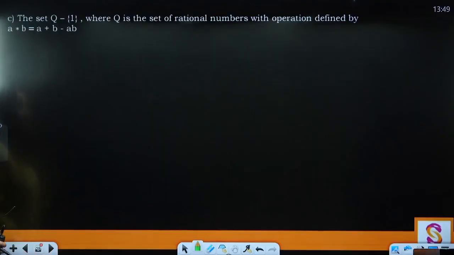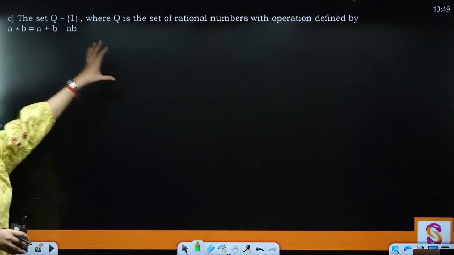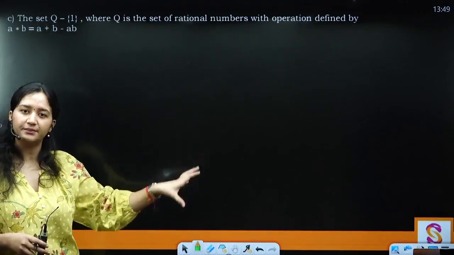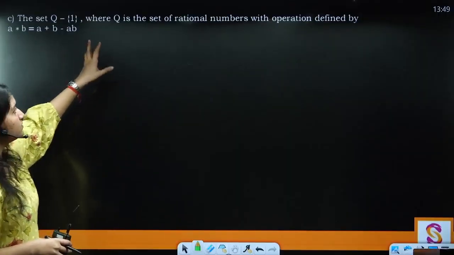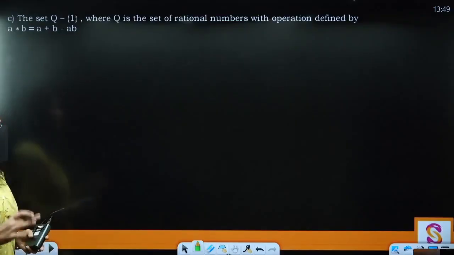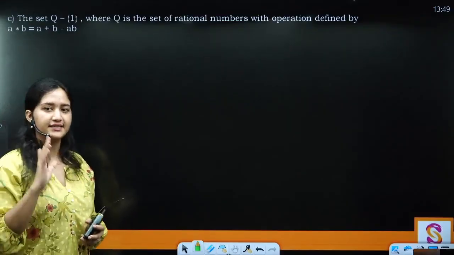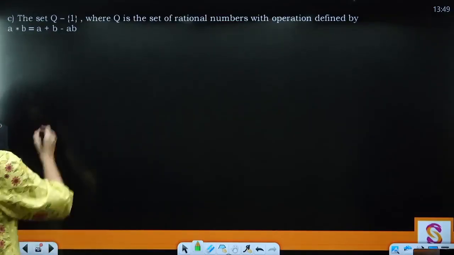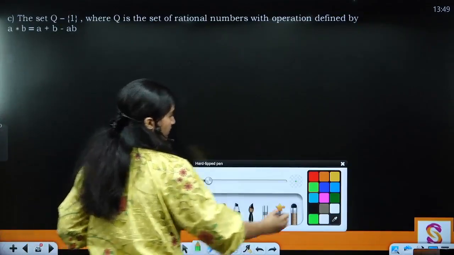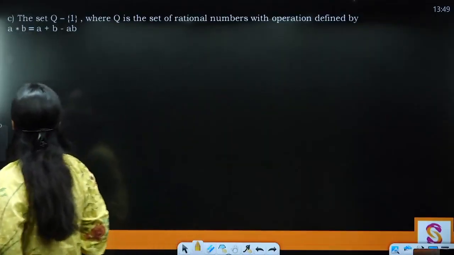Okay, the set Q minus 1. Q minus 1 means that we are considering the set of all rational numbers apart from the number 1, right? Q is the set of rational numbers with operation defined by A star B equals A plus B minus AB. Clear? Those who want to pause the video can pause it, or you can follow along.